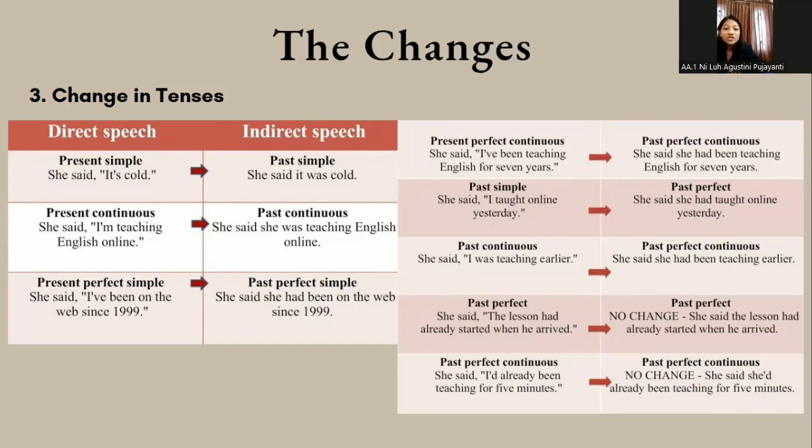But there is no change in past perfect and past perfect continuous. So the example, she said, "The lesson had already started when he arrived." And indirect speech, it will be, she said the lesson had already started when he arrived. No changes in these tenses. And past perfect continuous, same with past perfect, no changes. She said, "I've already been teaching for 5 minutes." In indirect speech, it will be, she said she'd already been teaching for 5 minutes.